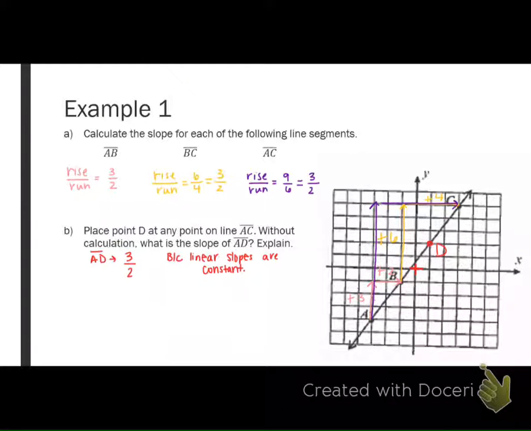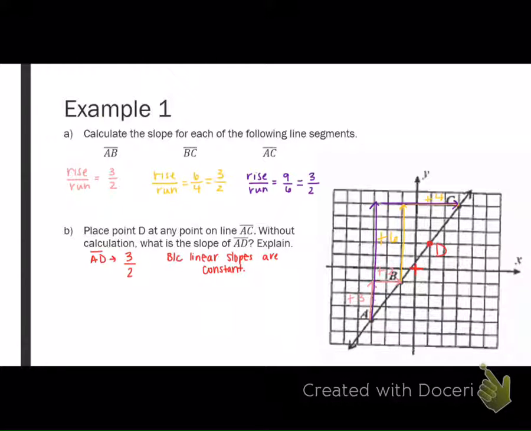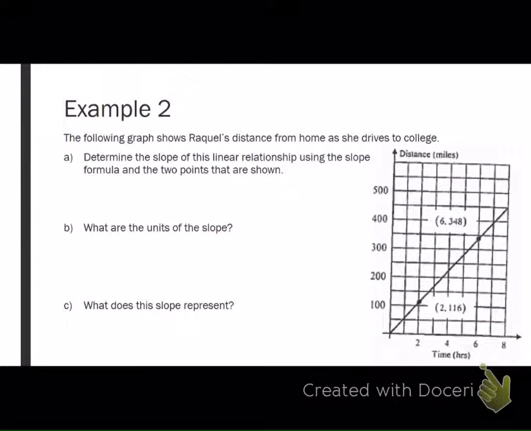All right, any questions so far before we do the next example? Notice, did this one have any context to it? No, so we need to keep it as a fraction, right? So let's think about the next one. It says the following graph shows Raquel's distance from home as she drives to college.